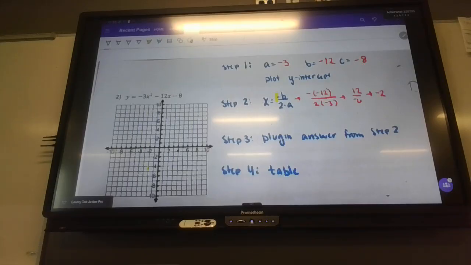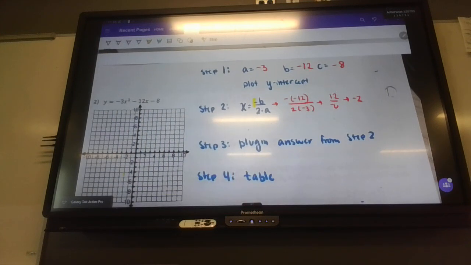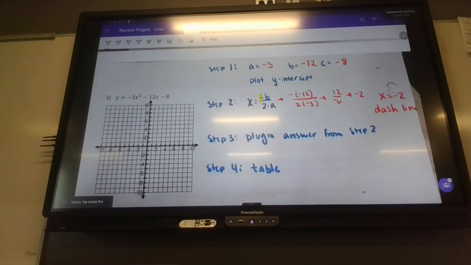All right, if you got x equals -2, well done. If you wrote +2, just fix it. It's not that big a deal. Think about your negatives. Just fix it. So our dashed line is at -2.